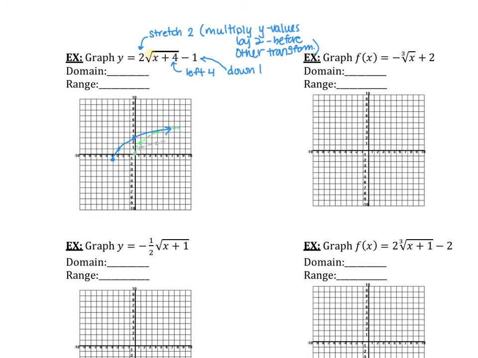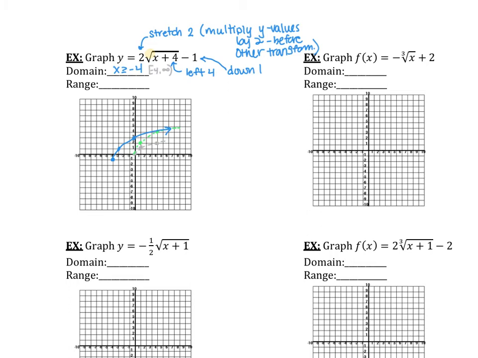Now let's talk domain and range. Notice that my graph moved left 4. So what was once x needed to be greater than or equal to 0, now x needs to be greater than or equal to negative 4. Or if you want to use interval notation, we would say negative 4 to infinity. And I don't care which one you use. I'm just doing it in a different color so you can see it.